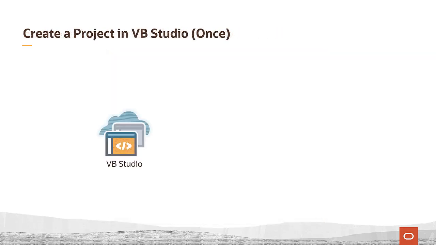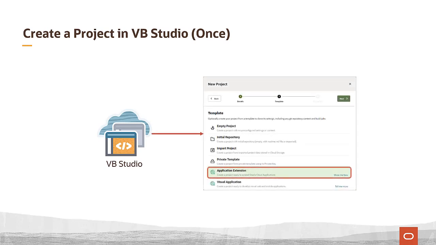Once you've created your field in Application Composer, you need to work in VB Studio. VB Studio is a separate application from Help Desk. As an administrator, you need to create a project based on the application extension template and select Help Desk as the application. This sets up the environment for all of your developers. You only need to do this once when you first get started working with VB Studio, but it's an important step.